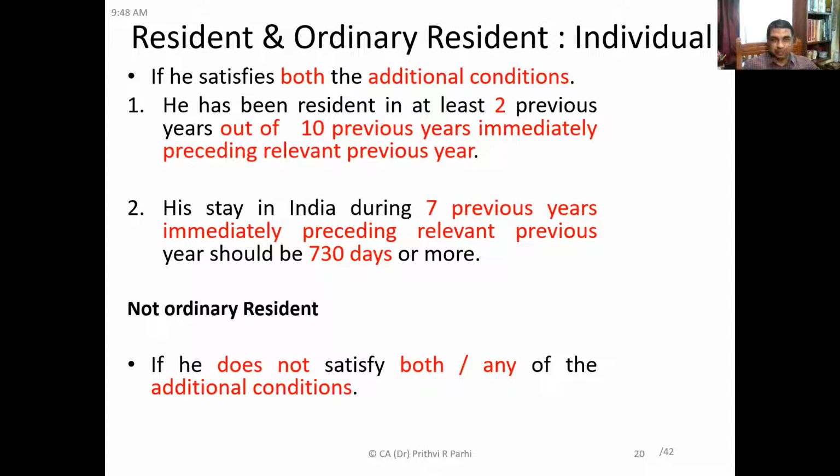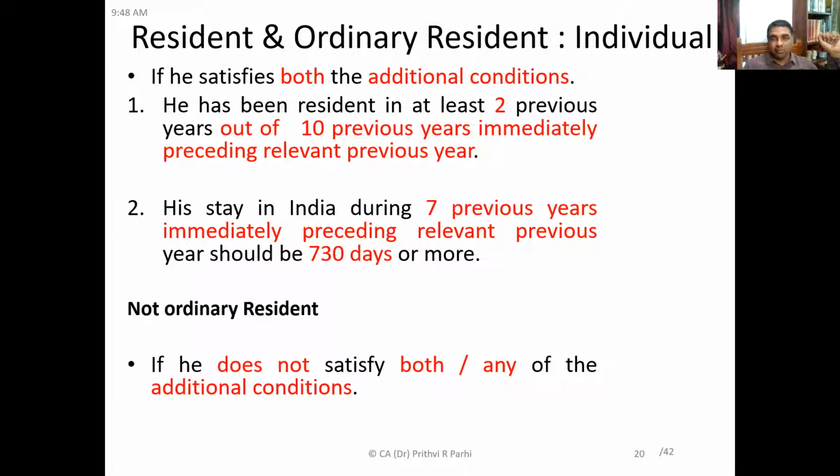And condition number 2, second condition. His stay in India during 7 previous years immediately preceding the relevant previous year should be 730 days or more. Here what you have to do, you have to see what is the relevant previous year. Then you have to see 7 previous years immediately preceding the relevant previous year. And you need to count the number of days of stay. And you have to see if he has stayed at least 730 days. Then, if this condition is also satisfied, he will be considered as a resident and ordinary resident.